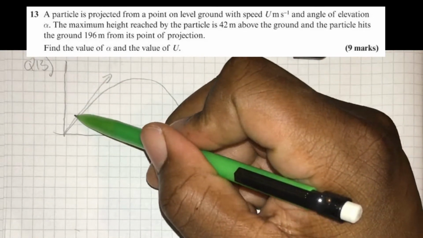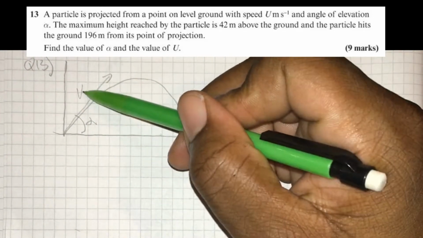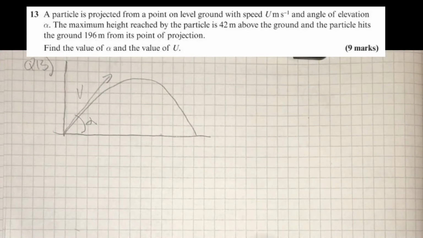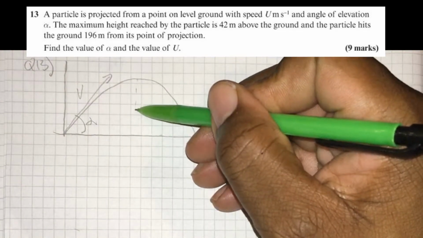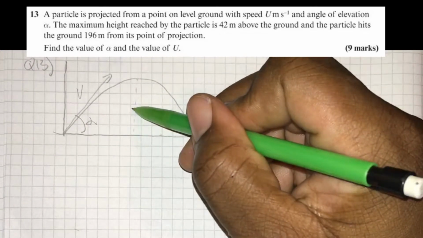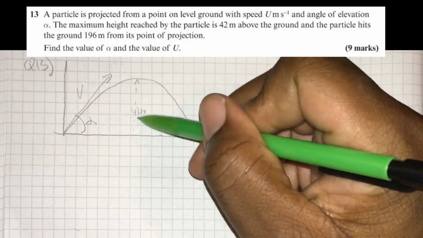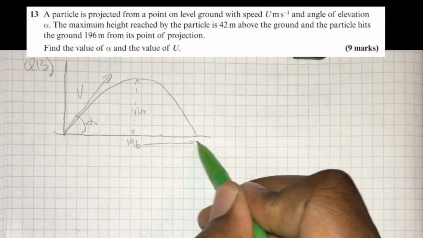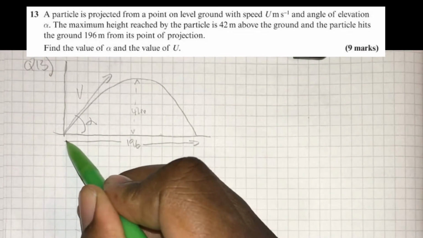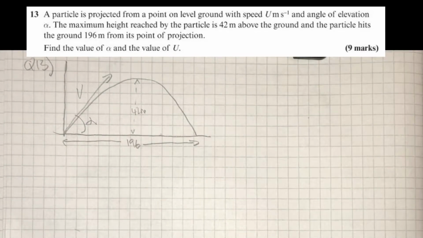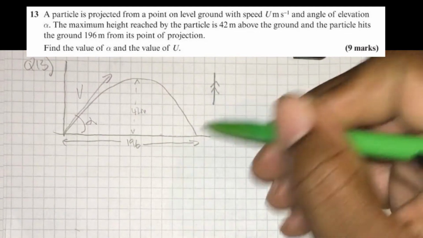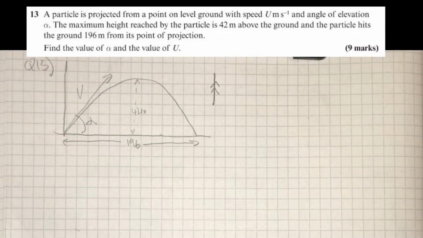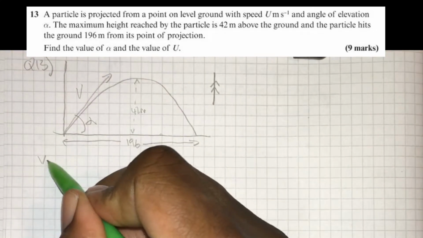Here's the initial velocity, and we're told that the angle that that initial velocity acts at is alpha. The maximum displacement that the particle reaches, or the maximum height the particle gets to, is 42 meters. And we're told that when it does land, it lands 196 meters away. All right, so this is all of the information that we're given, choosing upwards to be my positive direction. So let's get into it.